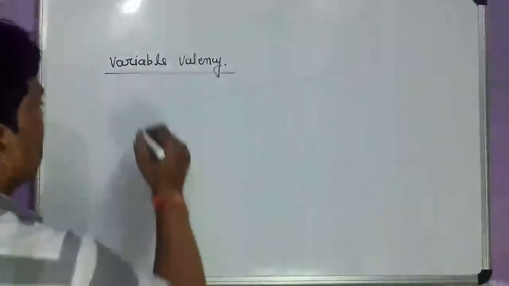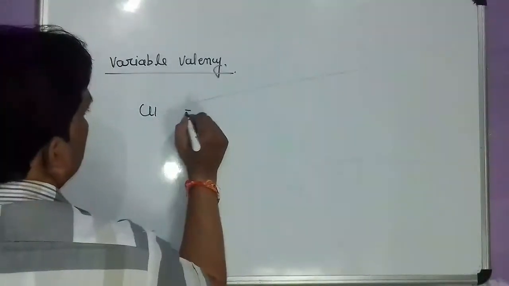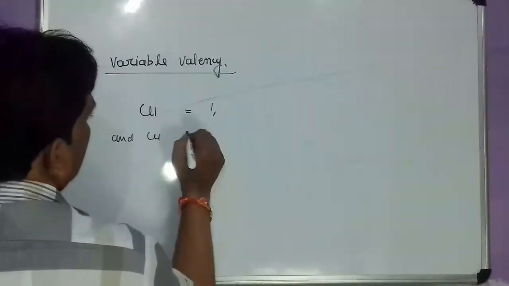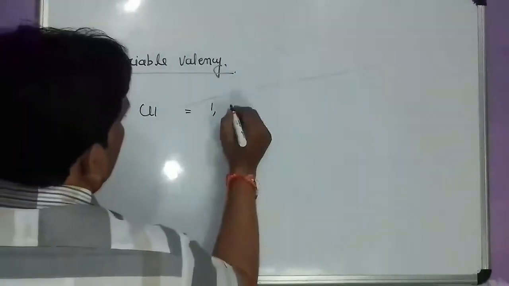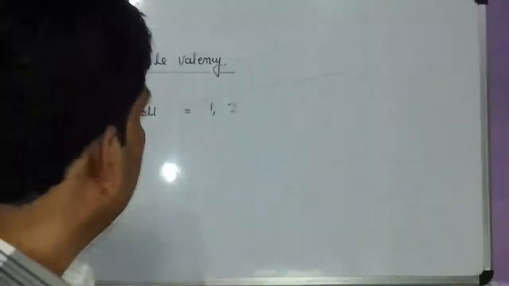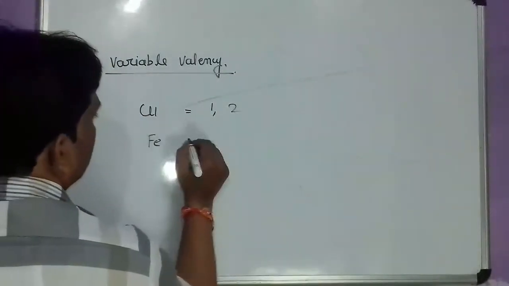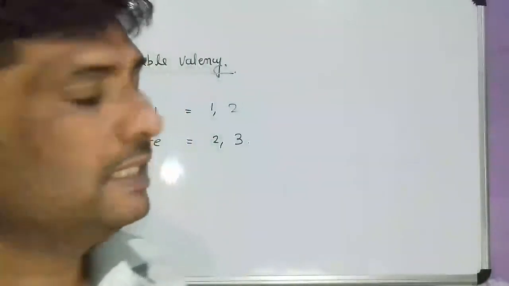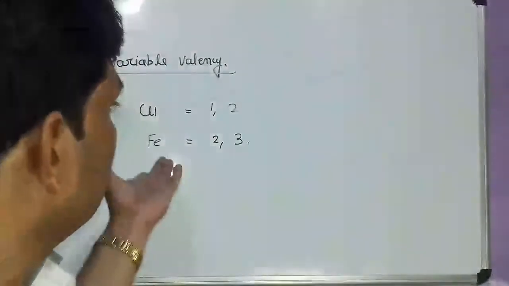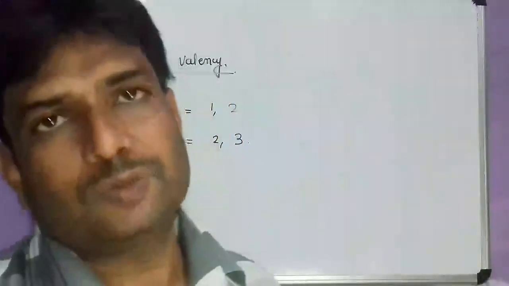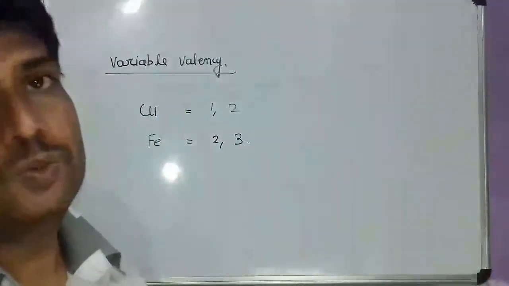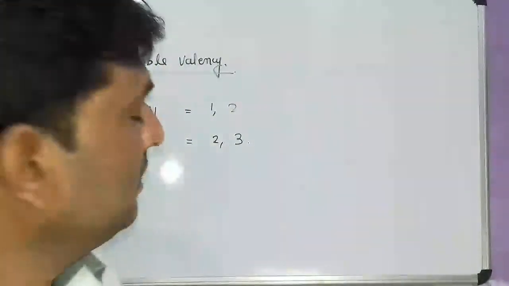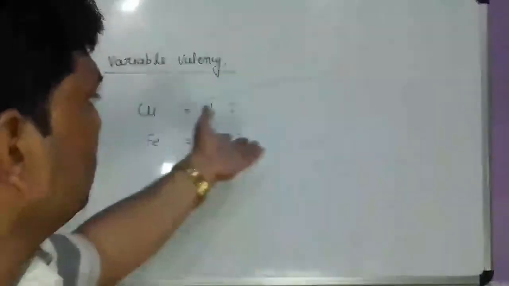Here Cu shows 1 and 2 valency, and Fe, iron, shows 2 and 3 valency. Is it clear, student? I mean to say that copper shows 1 valency as well as 2 valency, and iron shows valency 2 as well as 3. So it shows different valencies at different times.